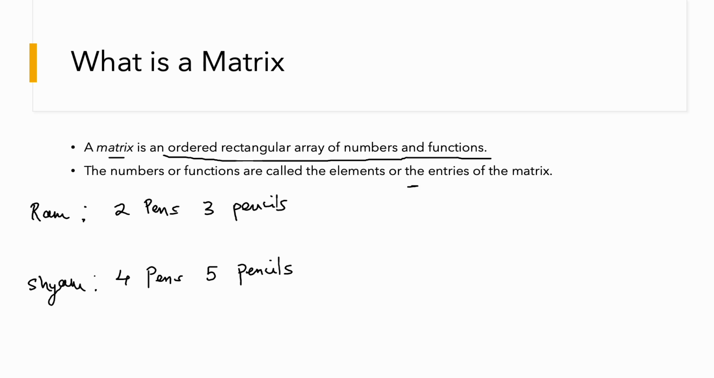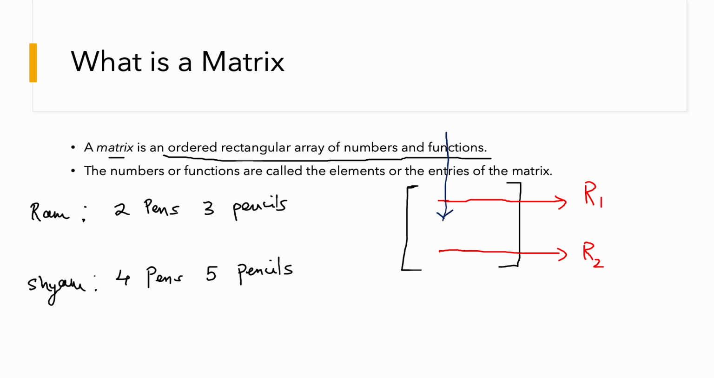First of all, for any matrix we have to put these brackets. You can see here that these are the rows. So this is row 1 of the matrix, this is row 2 of the matrix, and these are the columns of the matrix. This is column 1 and this is column 2. Like this, any matrix can have multiple rows and columns. For example, here I have shown you two rows and two columns of the matrix.